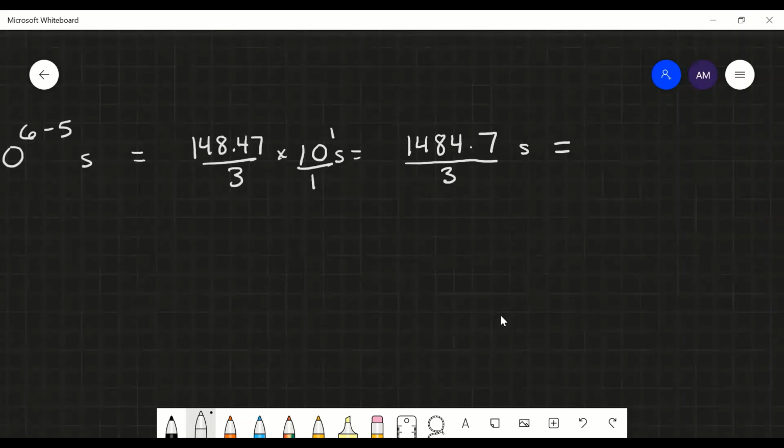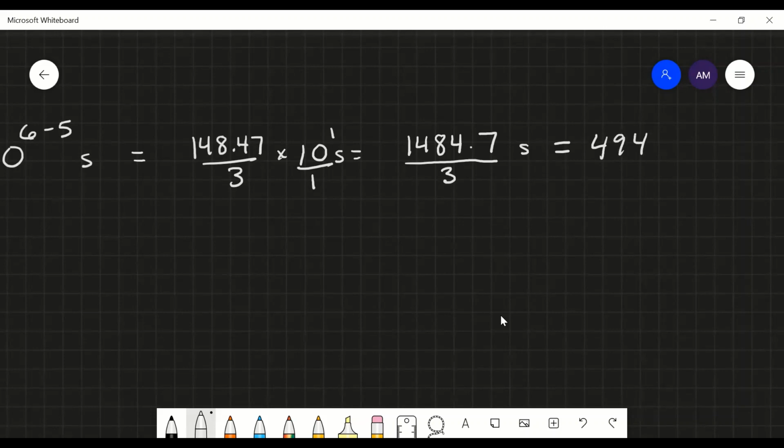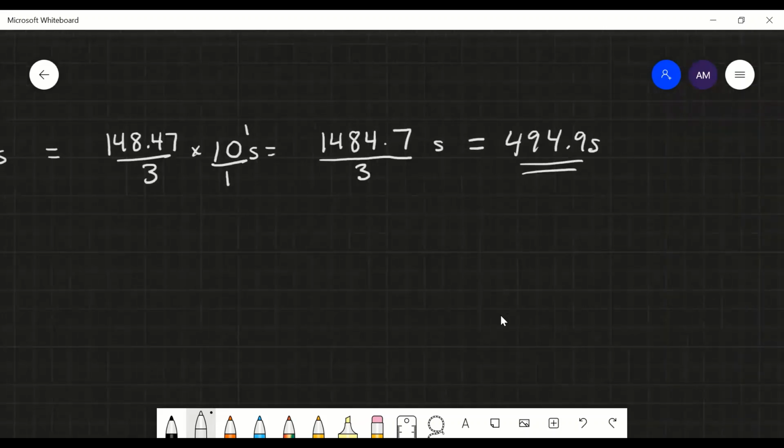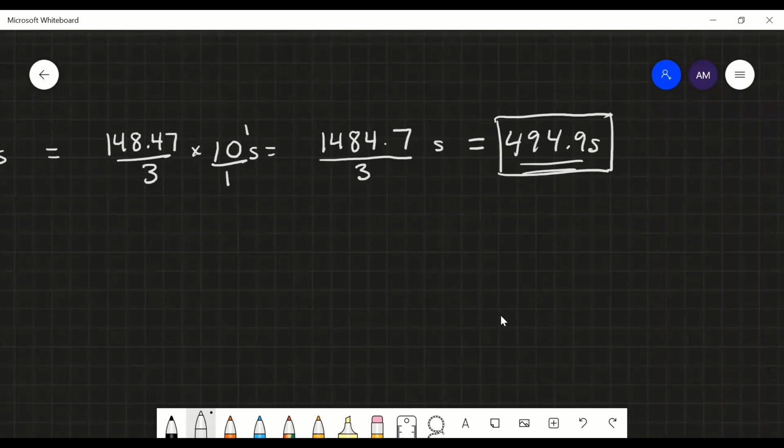And now let's do this division. So 1,484.7 divided by 3 is 494.9 seconds. So this seems to be the amount of time that it would take for light to travel 1 astronomical unit. And we know that 1 astronomical unit is about the distance between the Earth and the Sun. So light can go from the Sun to the Earth in that many seconds. That number is quite a bit of seconds.